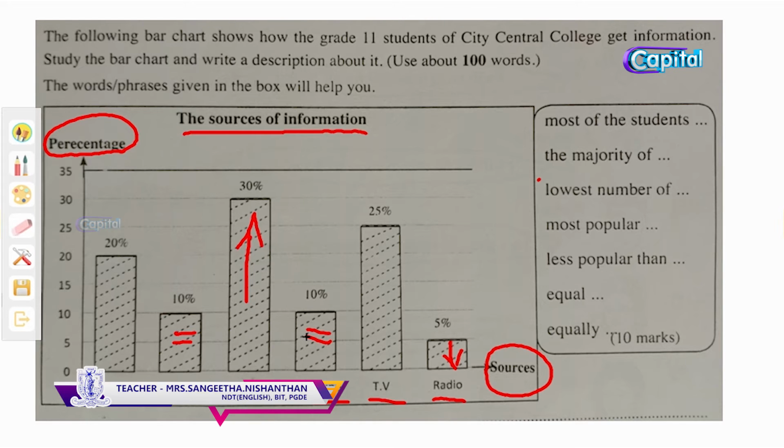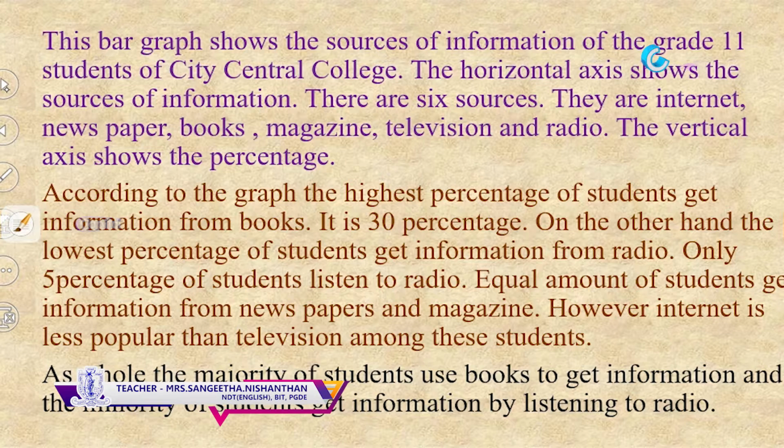At the same time, internet is less popular than TV, because 25% of students get information from television and 20% of students get information from the internet. This is what you have to gather from a bar chart. Here's an example of how to describe this chart.